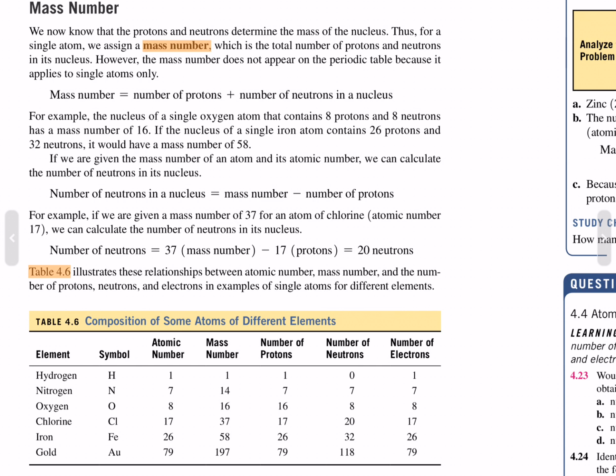Mass number. We know that the protons and neutrons determine the mass of the nucleus. Thus, for a single atom, we assign a mass number, which is the total number of protons and neutrons in its nucleus. However, the mass number does not appear on the periodic table because it applies to single atoms only.